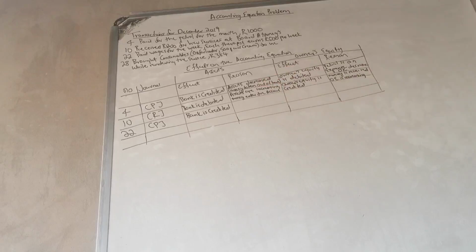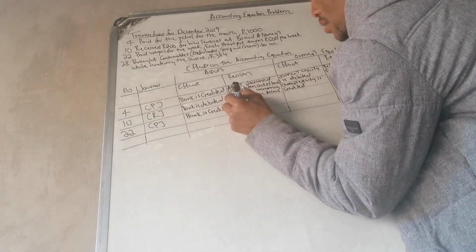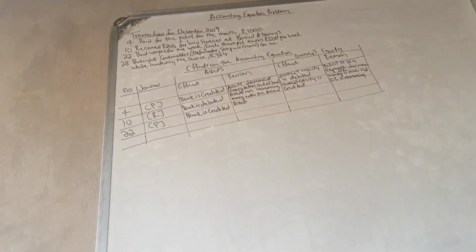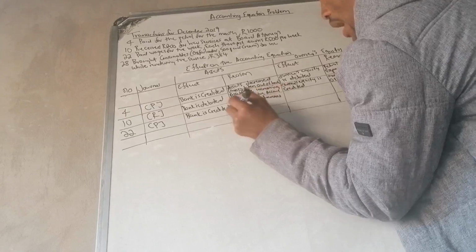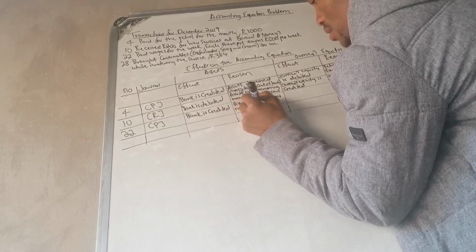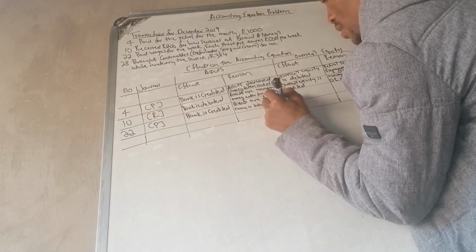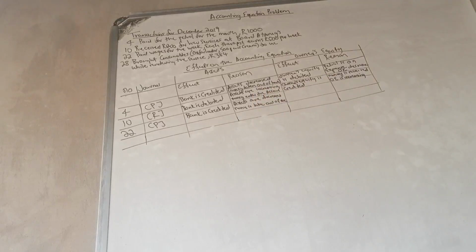Right. What could be the reason? Are our assets increasing or are our assets decreasing? Our assets are decreasing because money was taken out. The bank was credited, so the assets are decreasing. Money is taken out of the account. Right, that is the reason.